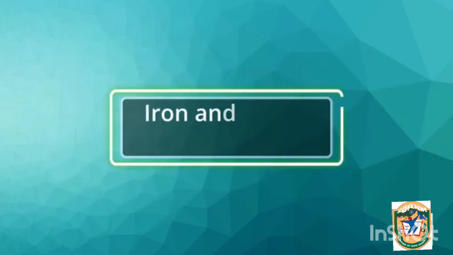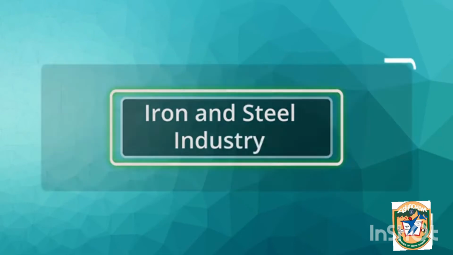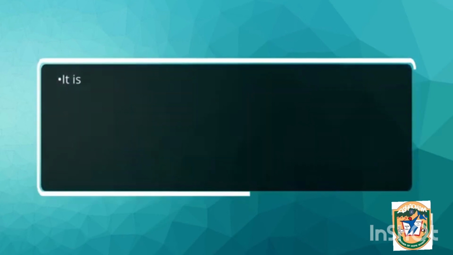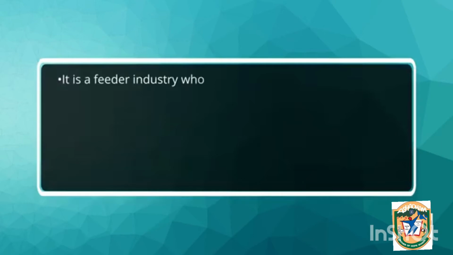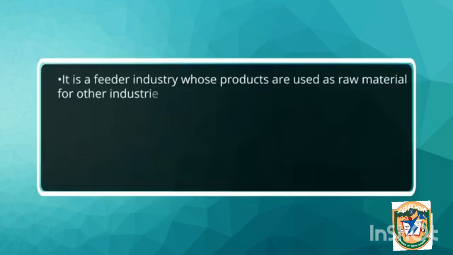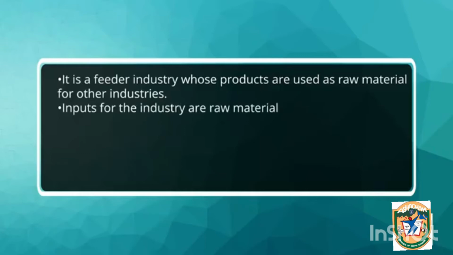Now coming to the iron and steel industry. All industries consist of different inputs, processes and outputs. Same is the case with the iron and steel industry. It is termed a feeder industry, because the products of this industry are used as raw materials for different industries. Raw materials like limestone, iron ore and coal, when combined with labor, capital, site along with other infrastructure, are the required inputs for this industry.